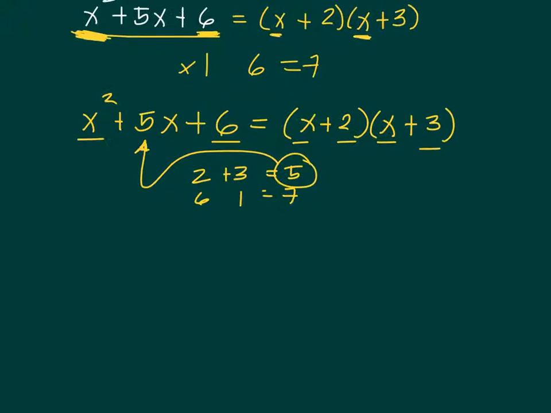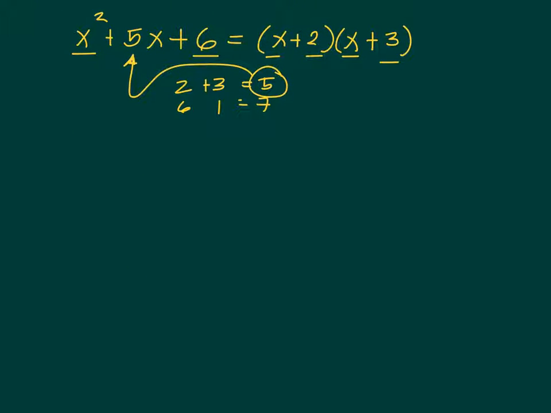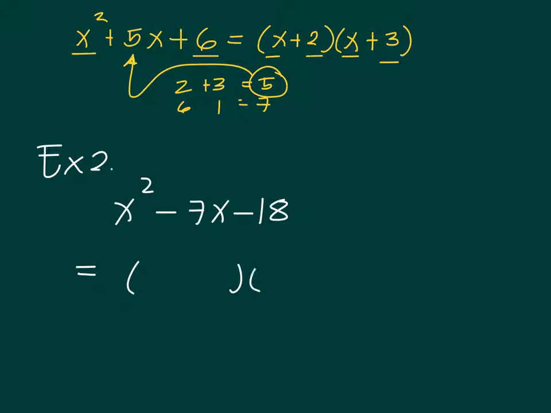Okay, let's have something with negative. Example number 2. You are given x squared minus 7x minus 18. Immediately you can expect this to be of this form when factored, because a quadratic trinomial results from two binomial factors.